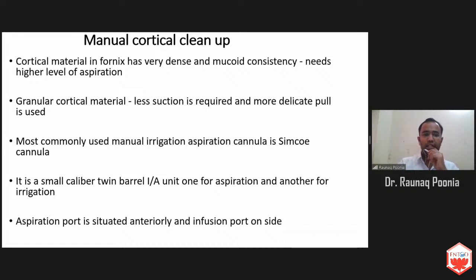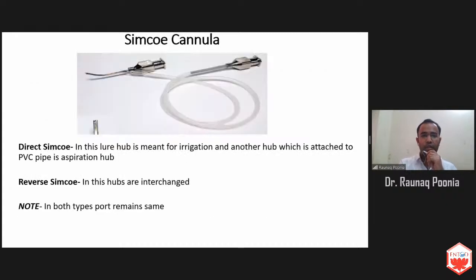The most commonly used irrigation aspiration cannula is the Simcoe cannula. It comes in different sizes from 21 to 24 gauge, but most commonly 23 gauge is used. It is a small caliber twin barrel IA unit, one for aspiration and another for irrigation. The aspiration port is always situated anteriorly and the infusion port on the side. Now, this is a Simcoe cannula. It is of two types, direct and reverse. Now, it has a luer hub.